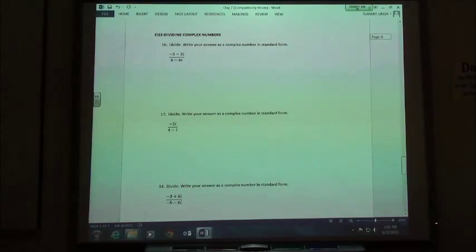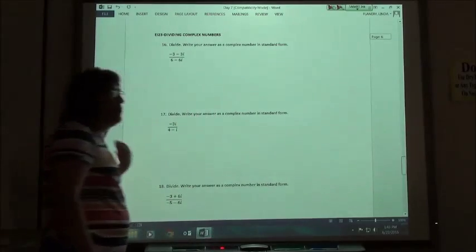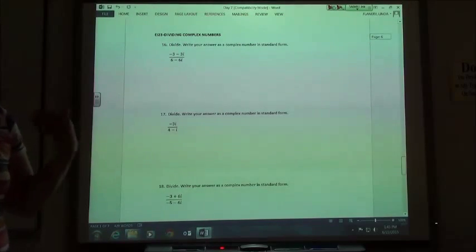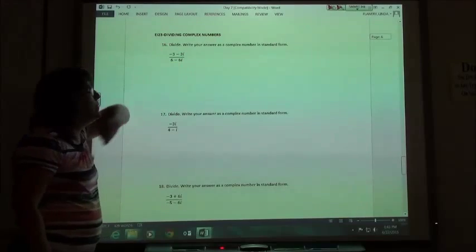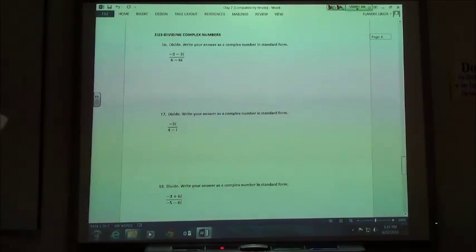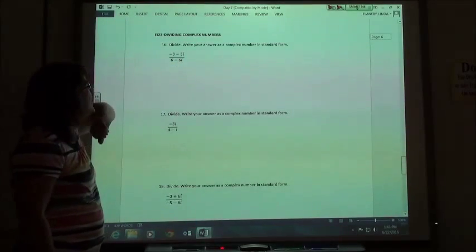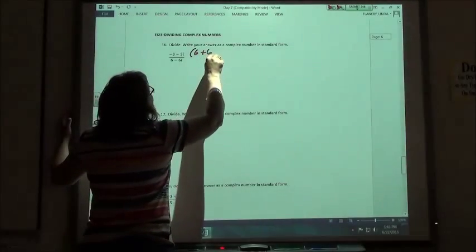The next one, it says we're dividing complex numbers. Because i is equal to the square root of -1 and we have to rationalize our denominator, what they tell us is we have to get the i out of the denominator of our fraction. If I have a binomial, I'm going to use the conjugate. If it's just a single term with an i, the conjugate is just changing its sign. But the conjugate of 6 minus 6i is going to be 6 plus 6i.